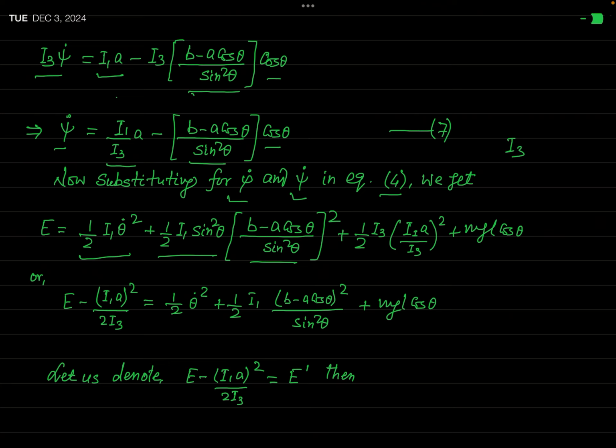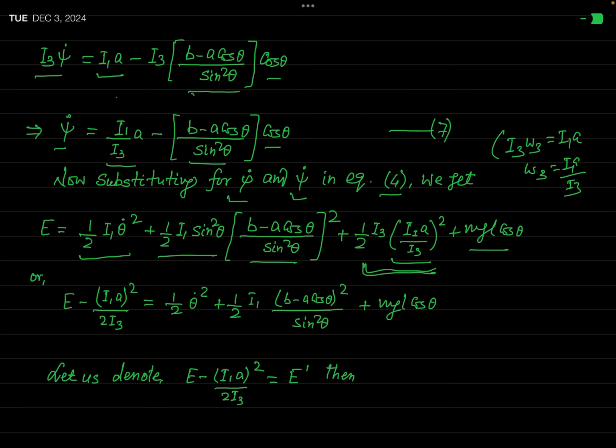I3 omega 3, this is equal to I1a. So omega 3 will be what? This will be I1a divided by I3. So in place of omega 3, I have written this much, and plus mgl cos theta. Now one of this I3 will cancel in this term, you can see, because in the denominator there is I3 square.